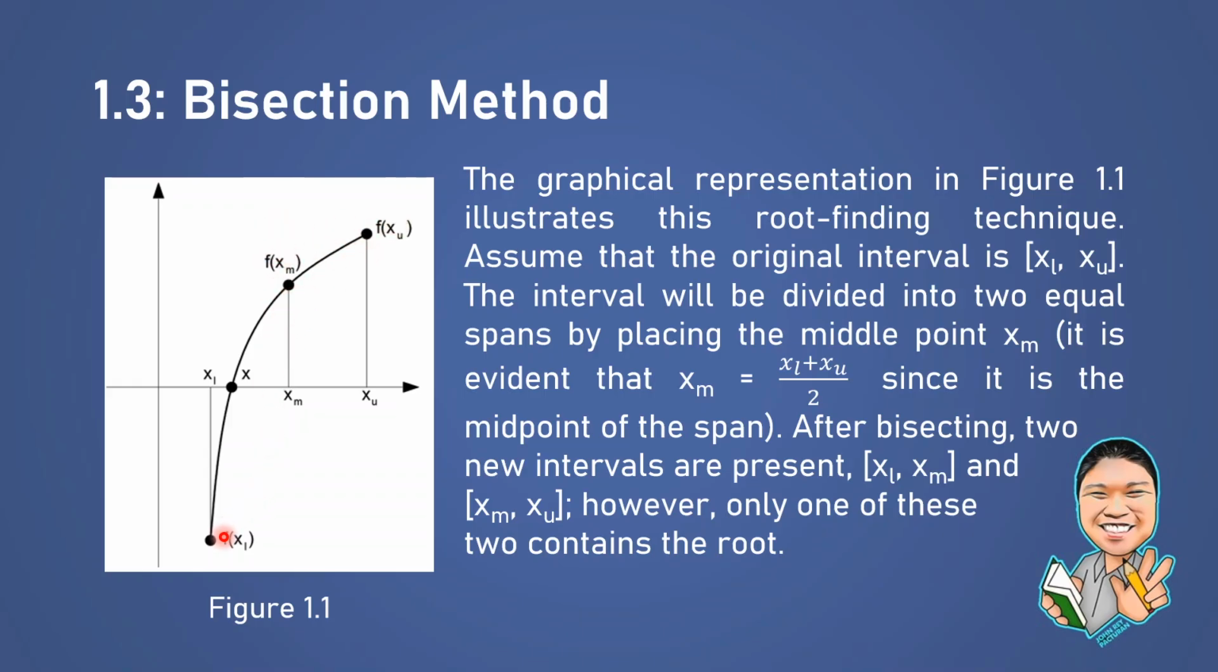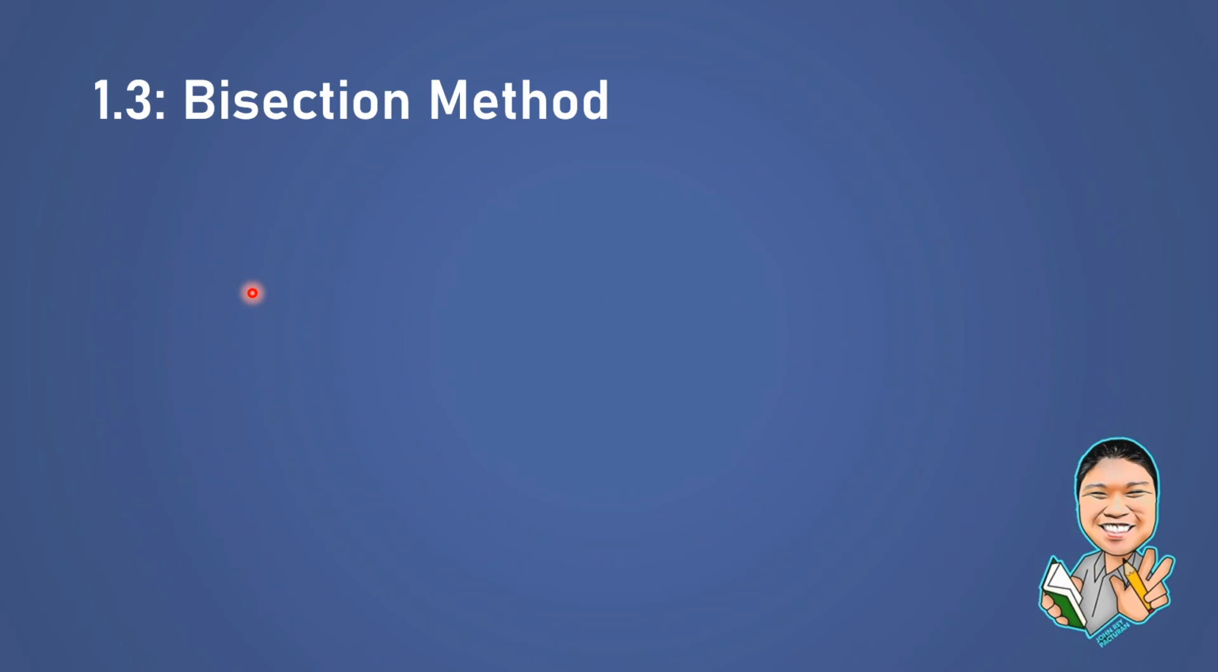Kung saan nag-separate or nag-change of sign, ito nga siya, change of sign nga ang ginawa natin. So, nandun yung root. Okay? So, after nito, meron ka ng bagong interval. Hahatiin mo ulit yon. Meron kang bagong xL, xM, and xU, and do the same. So, the process is done repeatedly until you reach the certain accuracy that you desire. Okay? So, I hope that is clear.